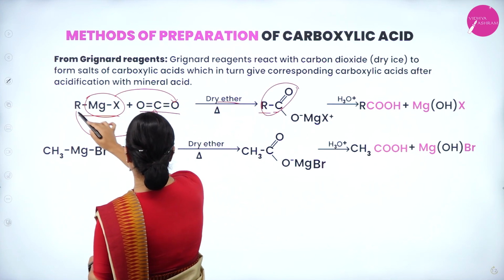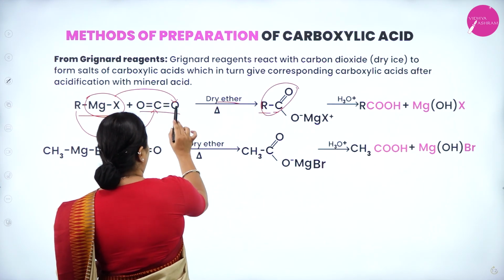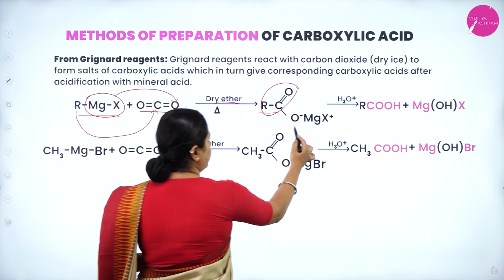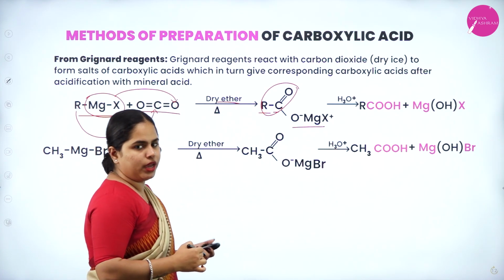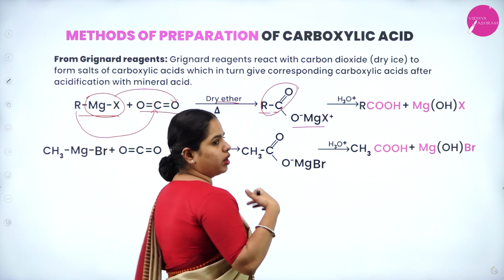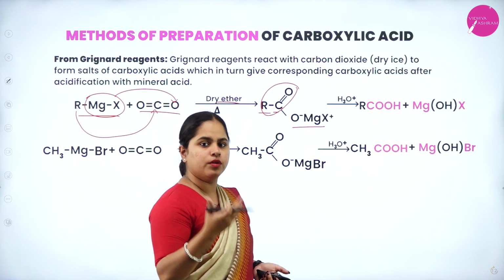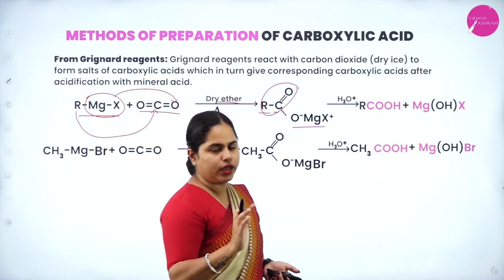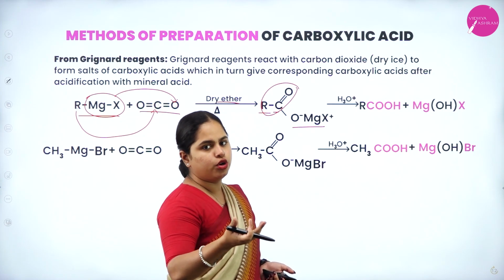The RCO part is here, that is R, C and O will be there, and to this oxygen atom MgX will be attached, which is shown here, O minus MgX plus. Now it is going to hydrolyze in presence of any mineral acid, H plus, any mineral acid which is able to donate its H plus.